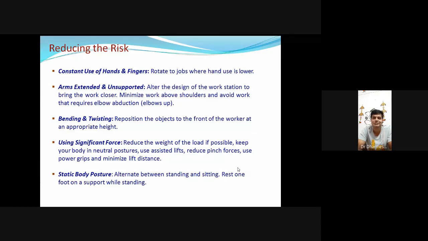So altering the design of the work session brings the work closer. Whatever work we are doing, if we bring our hands into closer activity to the body while operating that work, that will minimize the strain on the shoulder and avoid injury to the elbow as well as the shoulder. One example I will give you is on the biceps.